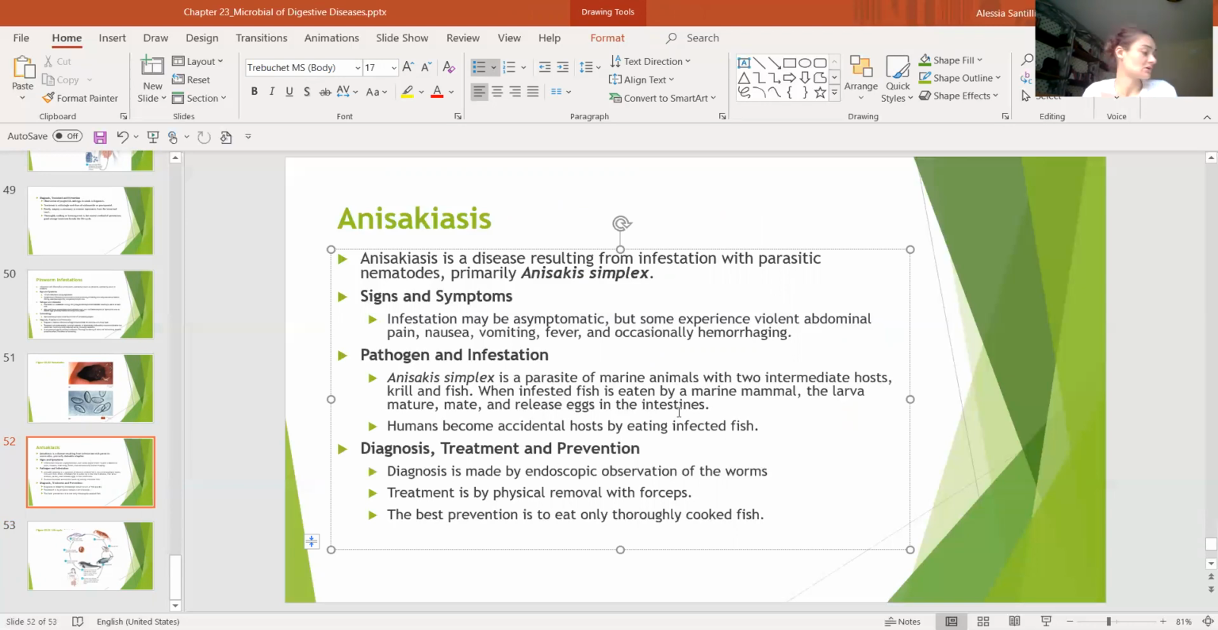Yeah, I feel like I need to tell you more. I'm going to look at the book a second, because I feel like that's a very short section for Anisakis. Okay, yeah, here, I'm reading it.